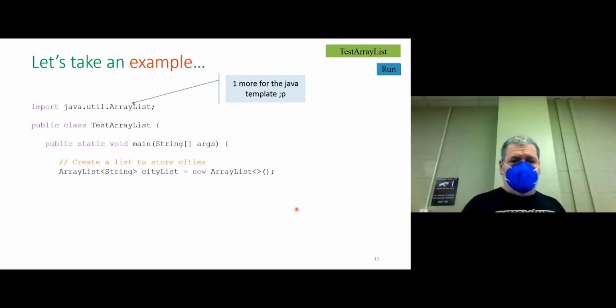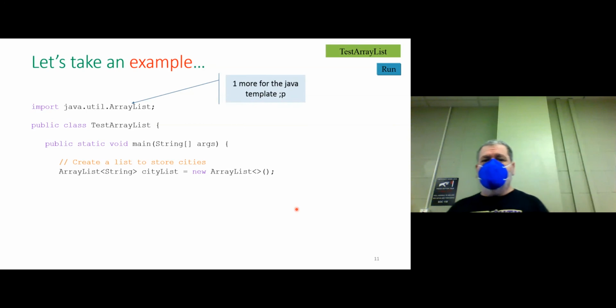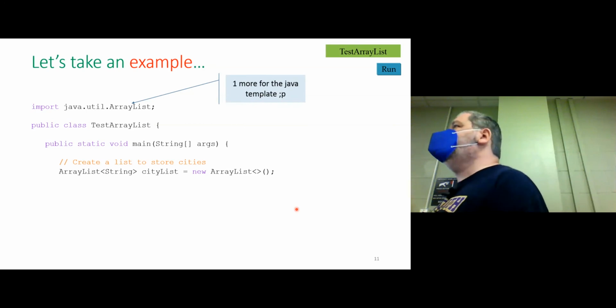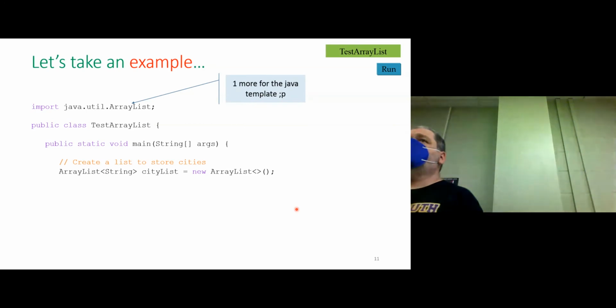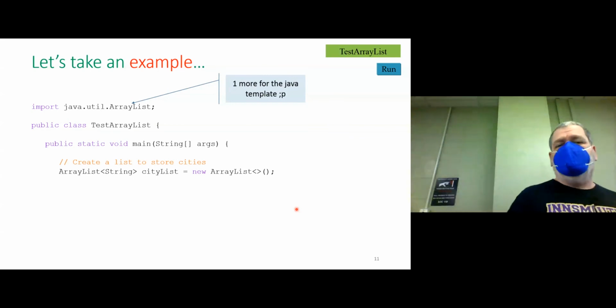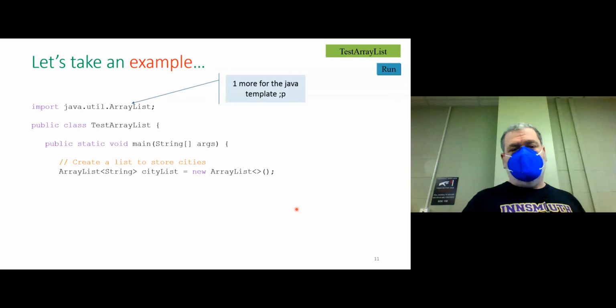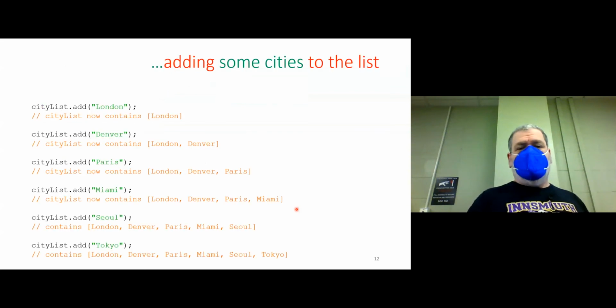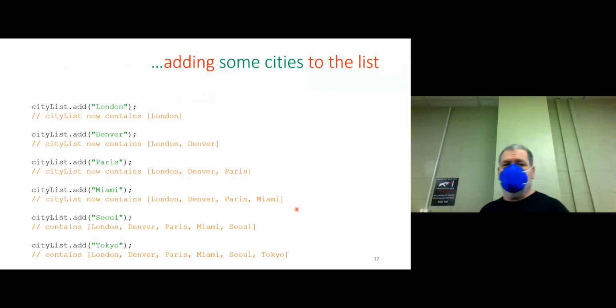So we have a class TestArrayList, we have a main method, and we use the syntax that we just learned, okay, including the type inference. We use the syntax that we just learned to create an array list and put its reference into the variable here, in this case, cityList. So cityList is going to be a list of strings, and now we can start adding stuff to that array list.